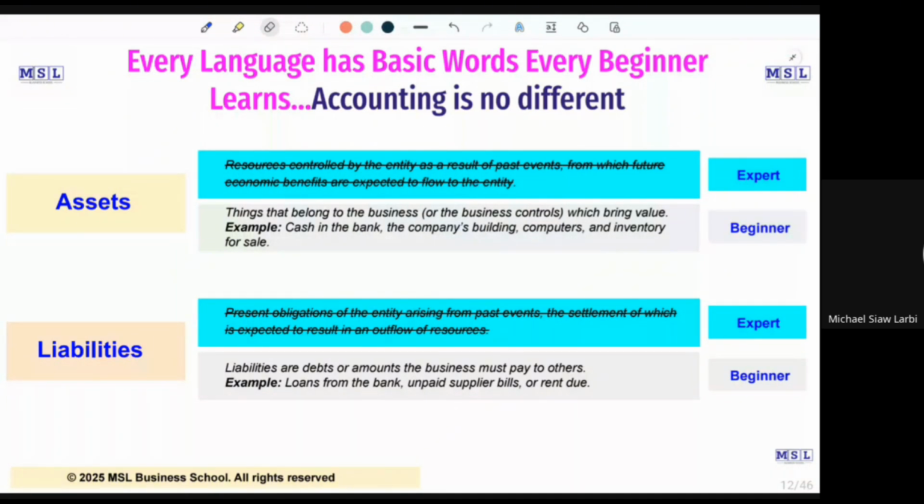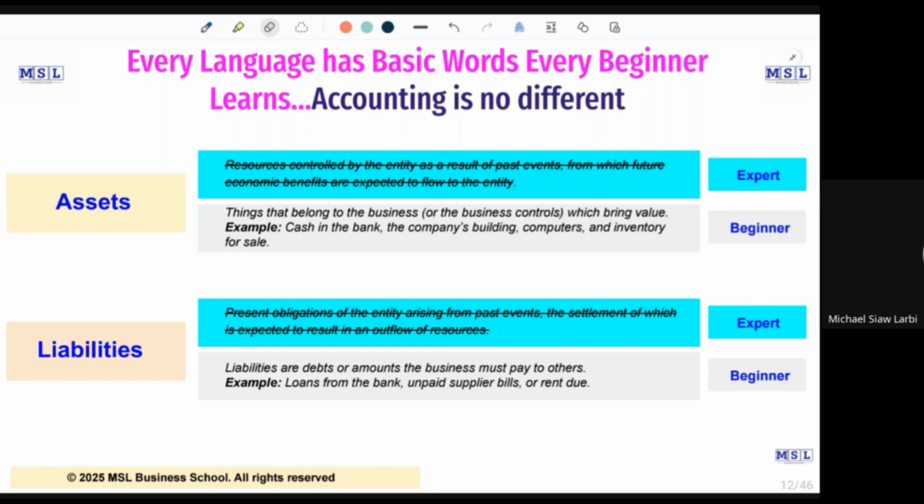So we need to first understand that, okay, first term I'm learning in this new language called accounting is assets: anything that belongs to the business or that the business controls, which is expected to bring the business some value at some point in the future. We'll come to the types of assets shortly. Are we good with assets?